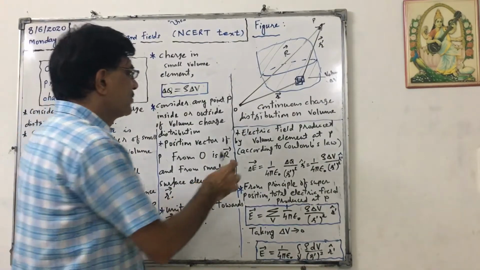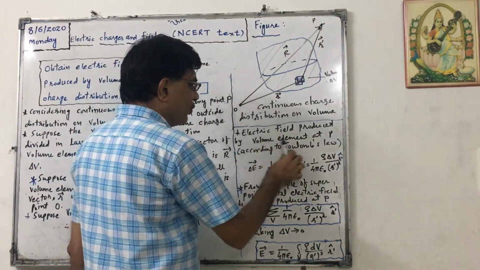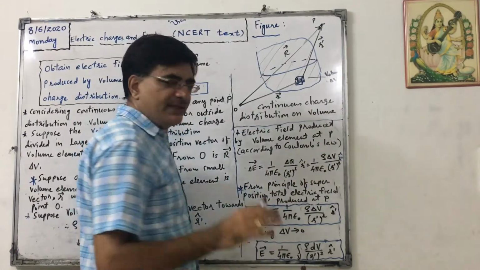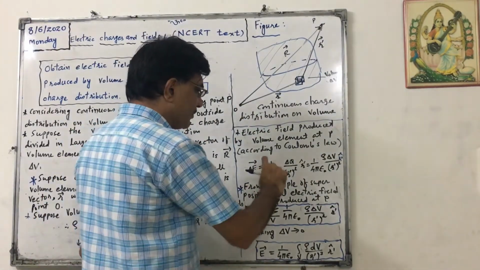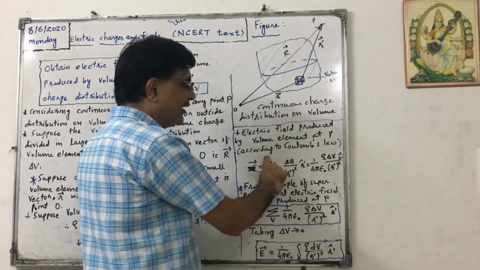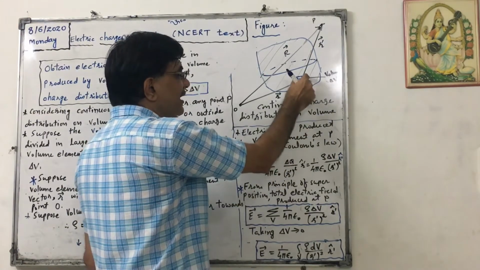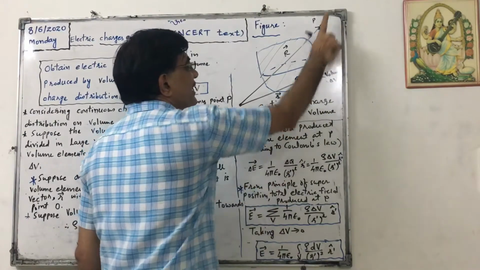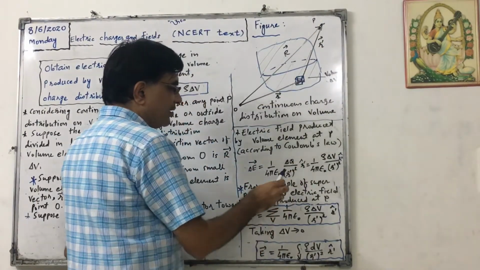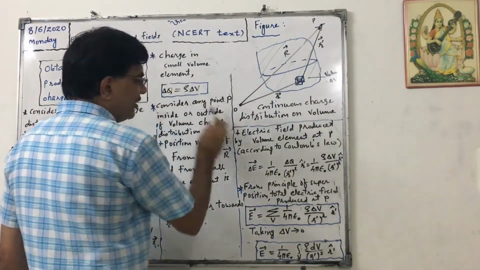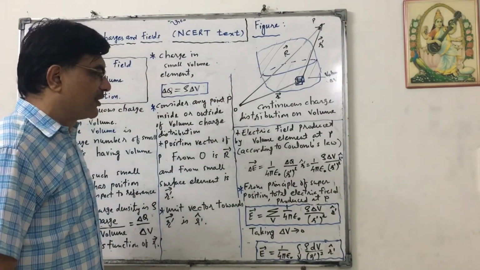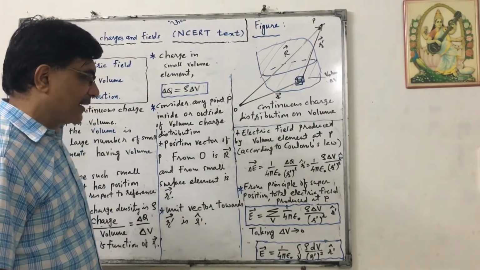So the electric field produced by the volume element at P, according to Coulomb's law, is kq by r square, where k means 1 upon 4 pi epsilon naught. In place of q, I have to write the charge inside this, that is delta q, upon r dash square into this direction, that is r dash cap. Replacing the value of delta q, which is rho into delta V, it is 1 upon 4 pi epsilon naught rho into delta V upon r dash square into r dash cap.